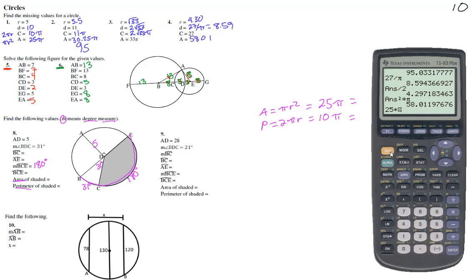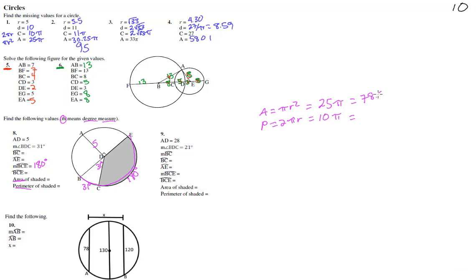25 times pi, that's going to be 78.54. Okay, and 10 pi, we know that one. 3.14159 times 10 is 31.416. There we go. All right, so that's the perimeter and area of the whole thing.